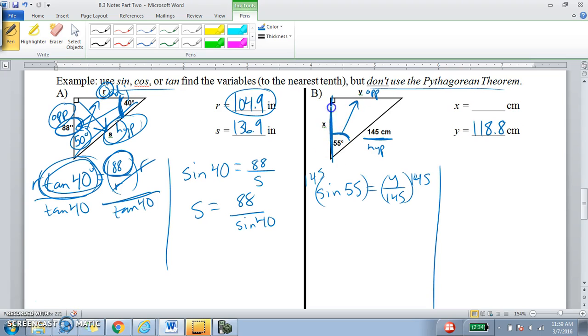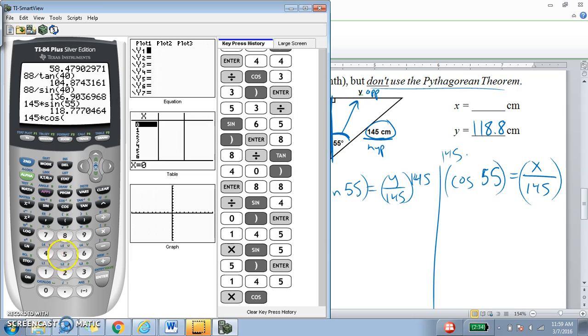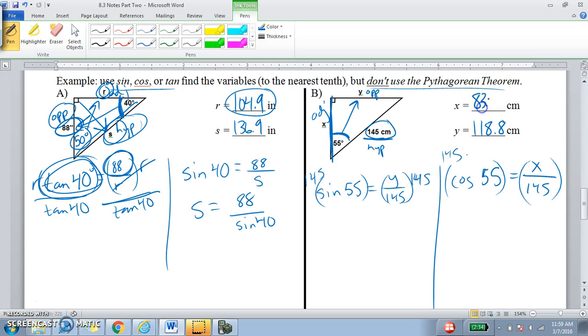If we're solving for x, x is the adjacent side to this angle. So now we're working with cosine because we're given the hypotenuse. So cosine of 55 now equals x over 145. Again, multiply by 145 on each side. So 145 times the cosine of 55 gives me 83.16. So that would round up to 83.2.